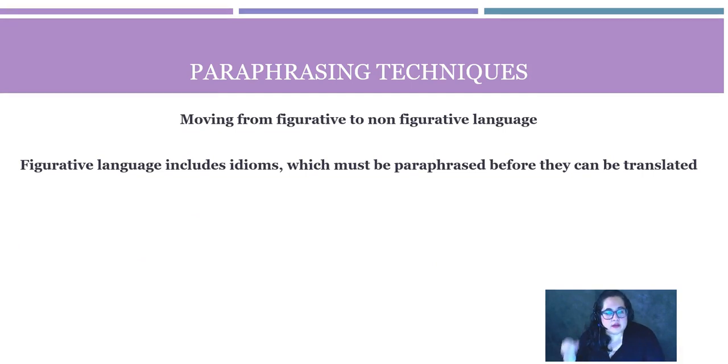The next technique that your book mentions is moving from figurative to non-figurative language. So what is figurative language? Which includes idioms. These you have to paraphrase before you translate because idioms don't directly translate ever. And think of the famous example that your teachers have probably said many times: it's raining cats and dogs. You can even think of slang terms or things you hear in pop culture, like making it rain, or things like it's lit. What does that mean? How do you say that? Those kinds of things.